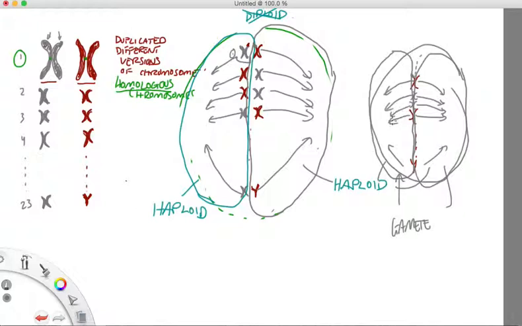And if you combine a sperm with an egg, then you combine a haploid cell with another haploid cell, and you get a diploid cell, which would be a fertilized egg. It would be a zygote. It would have all the genetic information that could make a human. So it would have 23 pairs of homologous chromosomes at that point. Okay, so I hope that made sense.